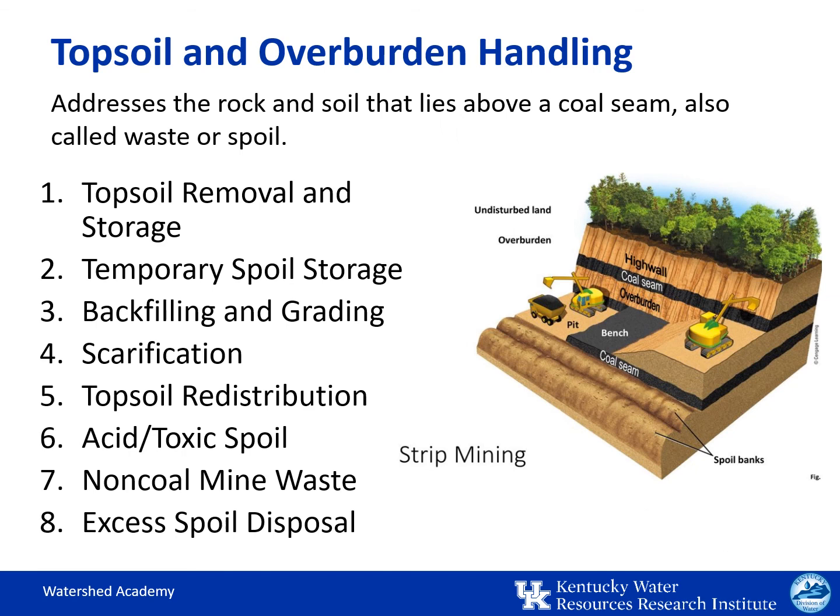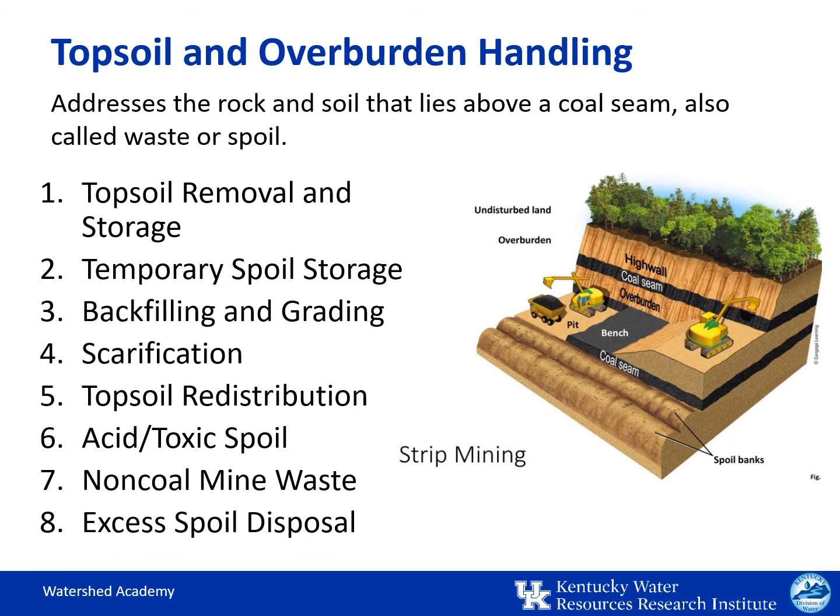Topsoil and overburden handling addresses the rock and soil that lies above a coal seam. It's sometimes also referred to as waste or spoil. The Mining Guidance Manual provides recommendations for multiple types of topsoil and overburden categories. Handling of these materials goes through many steps, from the initial removal of topsoil to backfilling and grading after the coal is removed, and the disposal of excess or acid spoil.